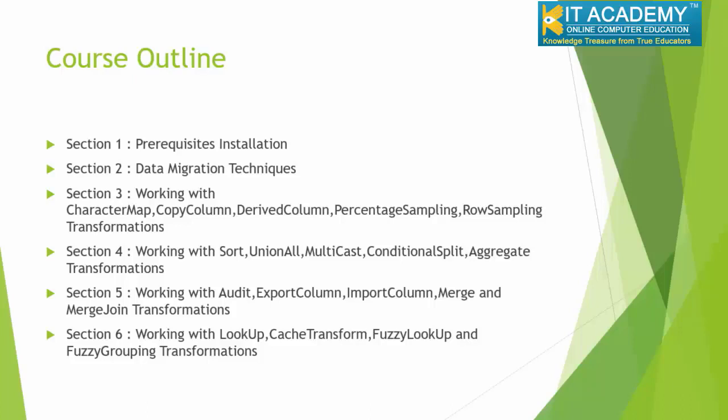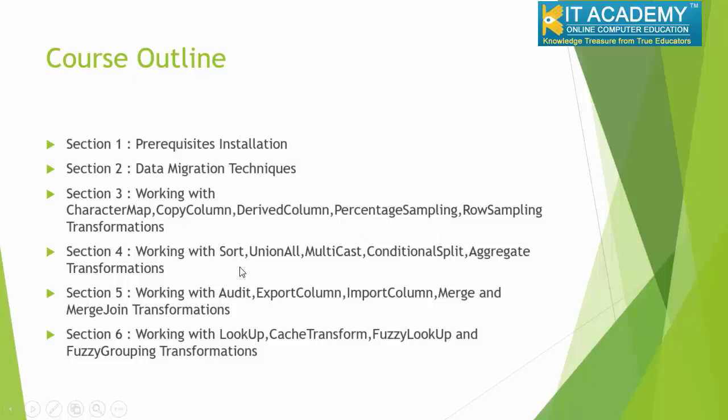All that is discussed in section 1. And in section 2, we'll start migrating data in a very basic manner. For example, we want to move data from SQL Server to a flat file or SQL Server to Excel and vice versa. From section 3 onwards, I have covered various transformations, like character map, which is used for changing the casing. Copy column is purely meant for creating alias columns for you. We also have derived columns for creating computed columns.